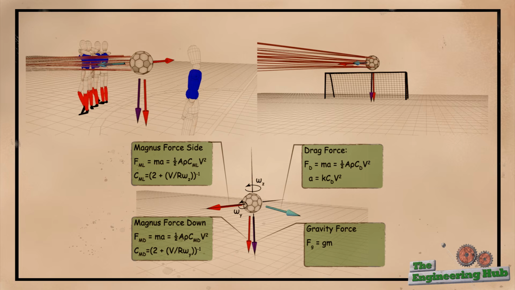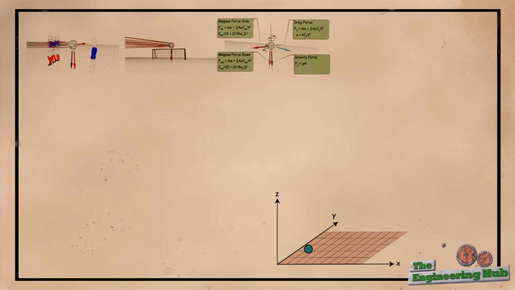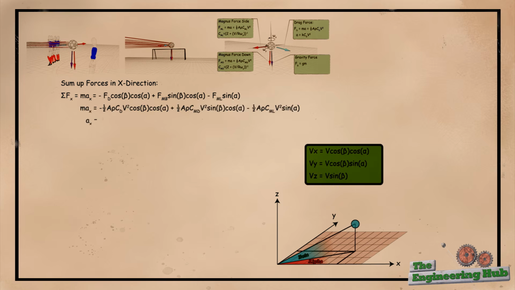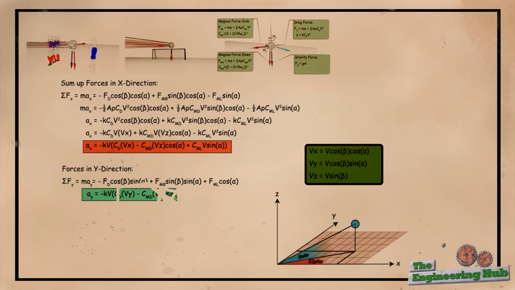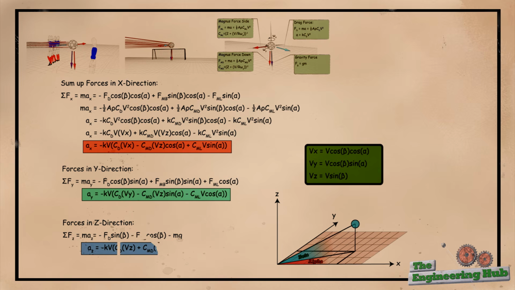The Magnus force is the one force we are interested in the most because it is responsible for the curved trajectory of the ball. This force is highly dependent on the spin and velocity of the ball. This model accounts for the Magnus force due to rotations about the z and y axis. The rotation about the x-axis is deemed negligible. Summing up the forces gives us the three components of the acceleration.